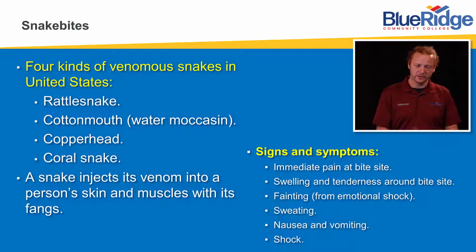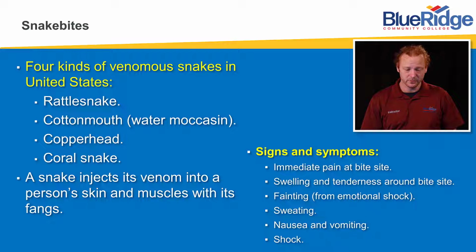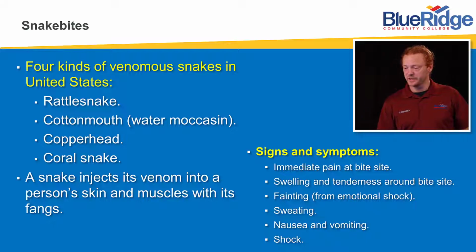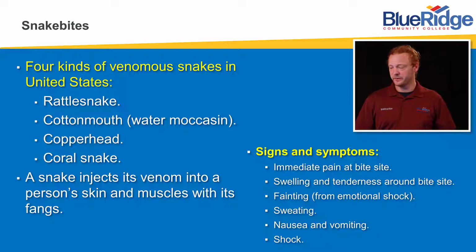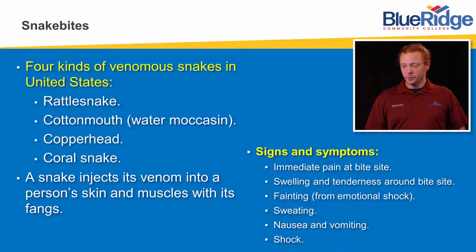For snake bites, there are 4 kinds of venomous snakes in the United States. We have the rattlesnake, cottonmouth, better known as the water moccasin, copperhead, and the coral snake. A snake injects its venom into a person's skin and muscles with its fangs.